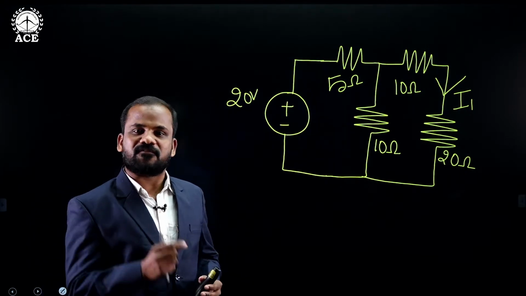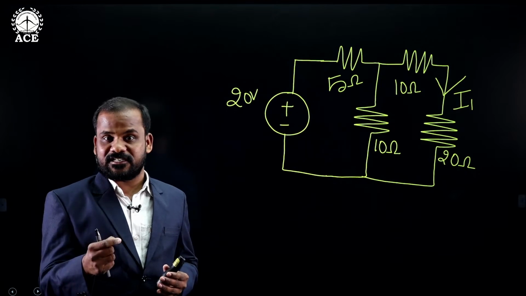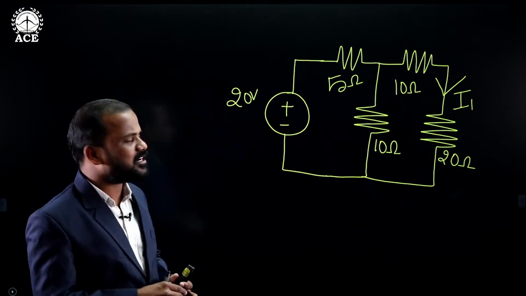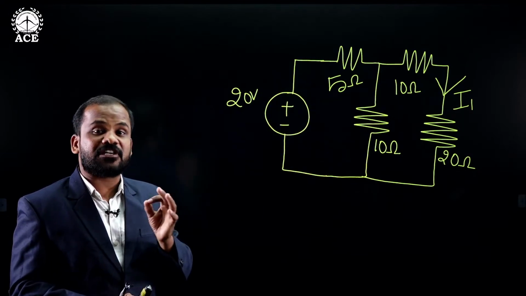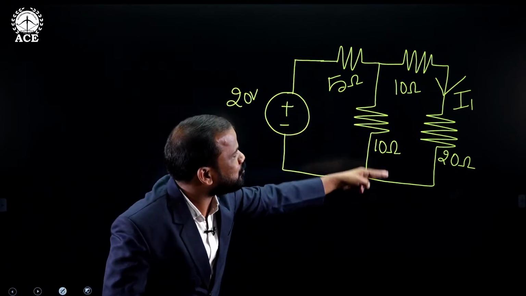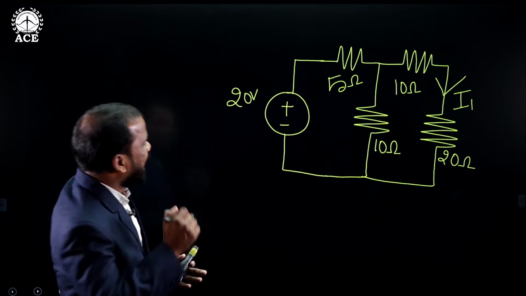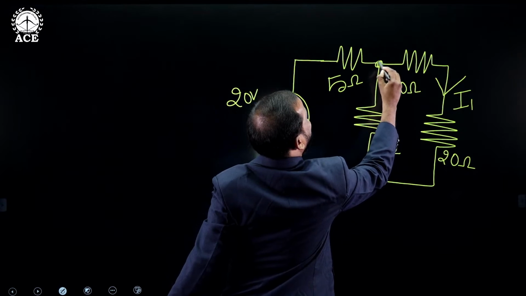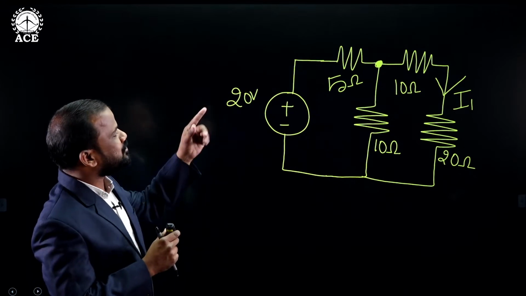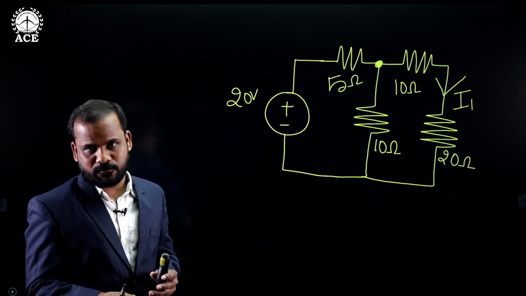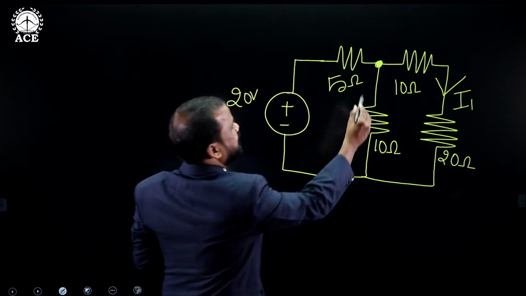As per the current division rule, you can directly find the current when the total current is divided into individual branches. If you want to find the current flowing through the 20 ohms, you can apply the current division rule in that 20 ohm resistance branch. But to apply it, first we have to know how much total current is available at the junction point, because without knowing it we cannot apply the current division rule. So for finding the total current available at the junction point, what do we need to do?